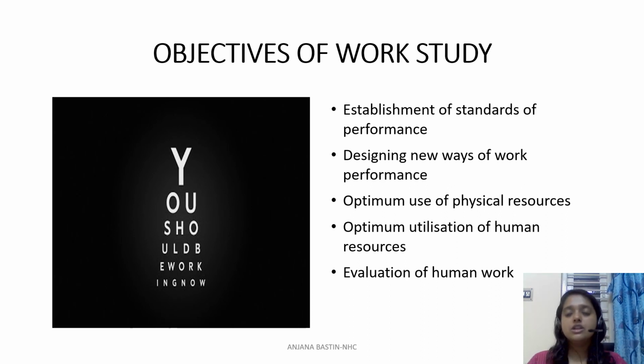You design new ways of work performance. I told you, to make one pen you might have at least 50 methods to do it. It is very important to select the best method. Another aspect is that you identify all the processes you do to make this one pen. You pick out one method and see whether it can be improvised to improve efficiency. This selection of a new method, or means to improvise an existing method, is possible with work study.